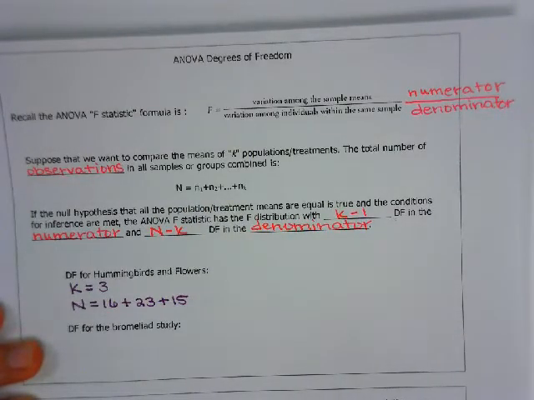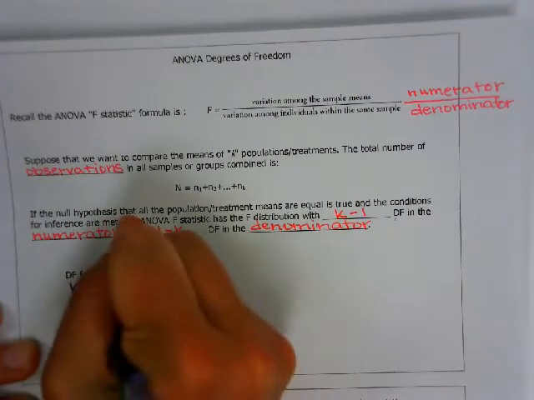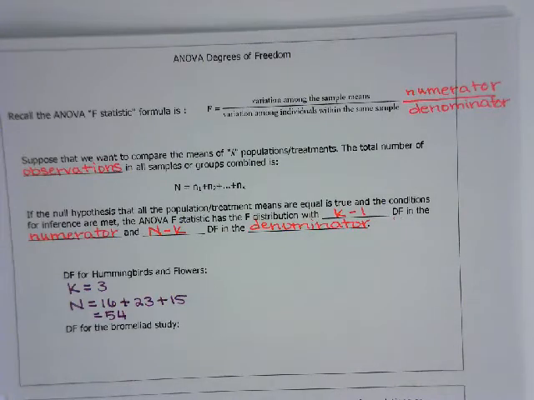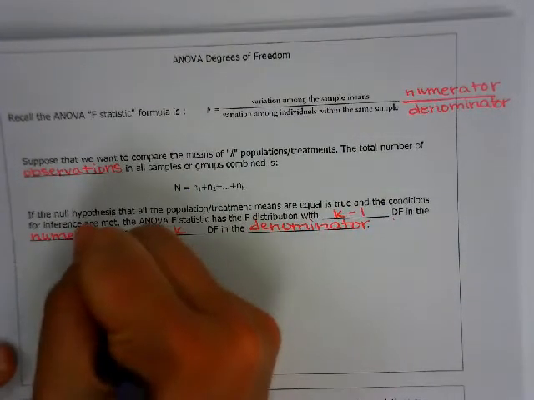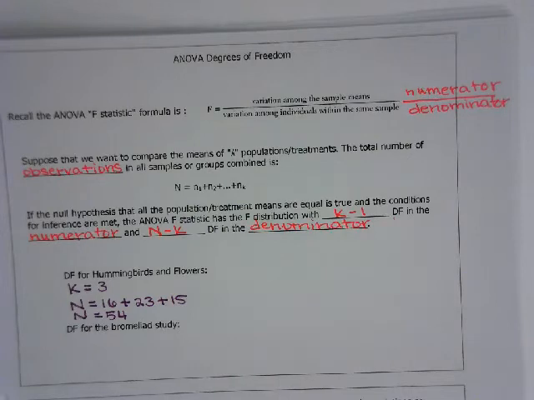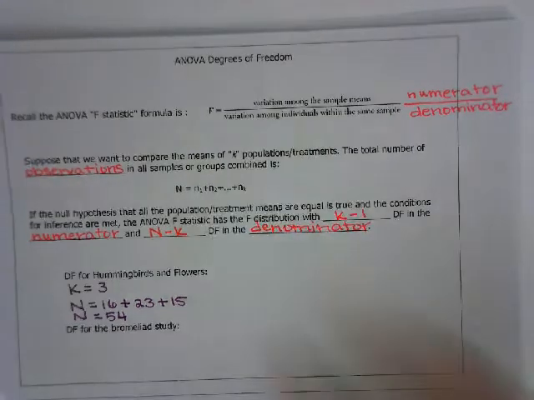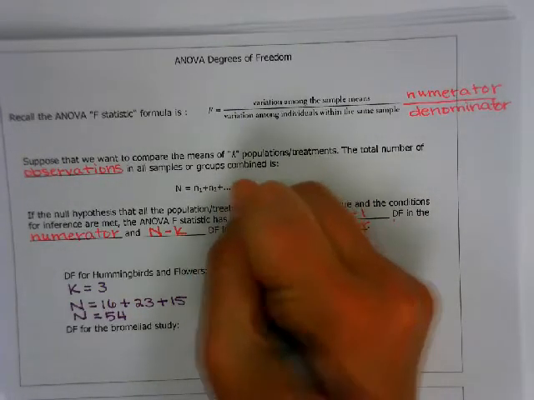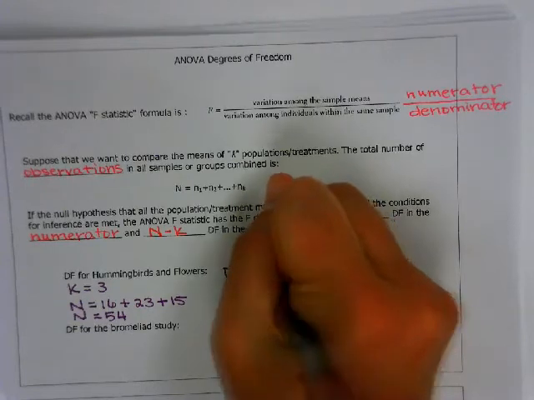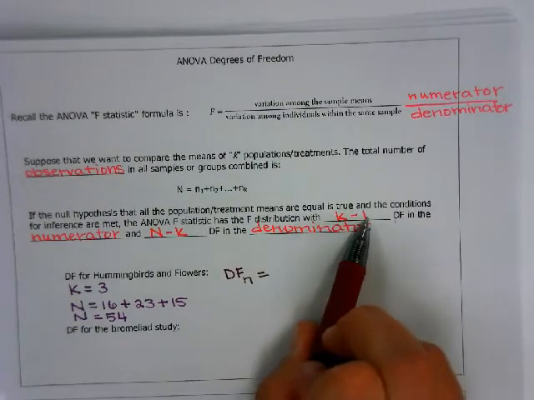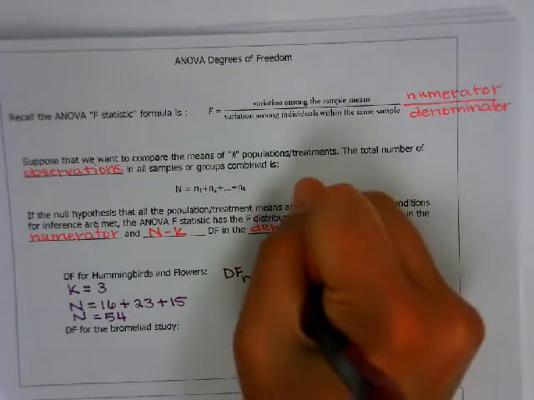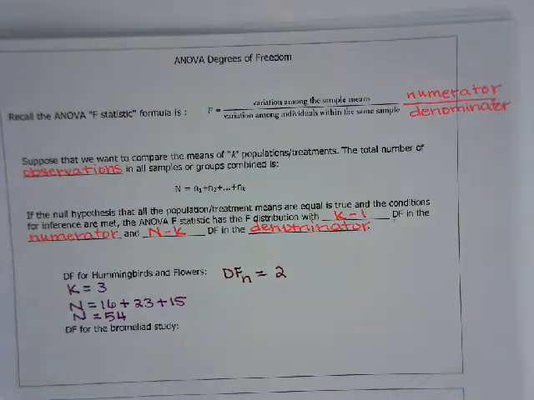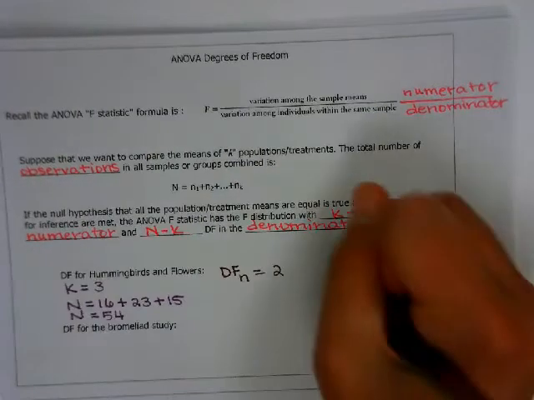So, in the numerator, our degrees of freedom, with little n, would be K minus 1. K is 3, minus 1 is 2. K is the number of categories or groups. Degrees of freedom in the denominator is capital N, so all the groups together, minus the number of groups you have. So we had 54 minus 3, which would be 51.